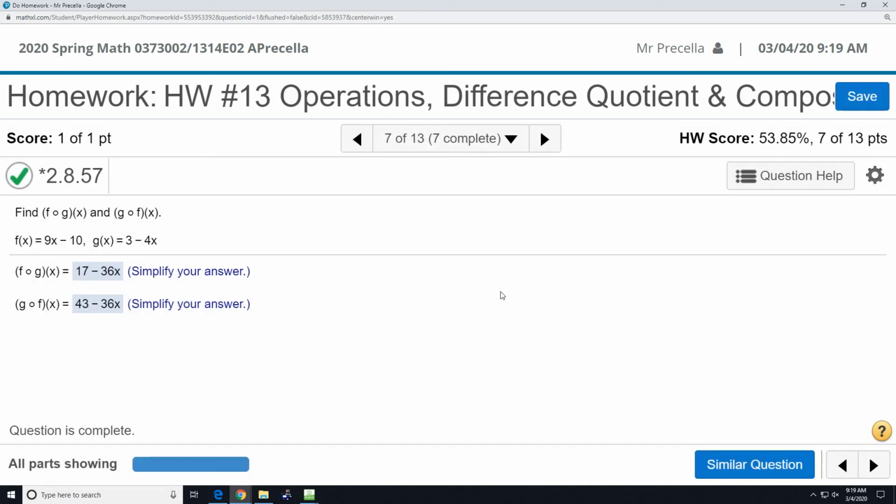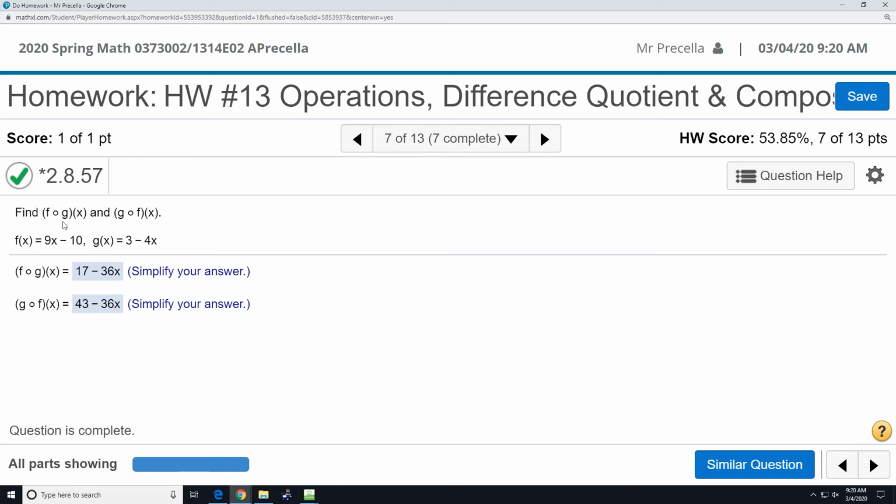Operations are classified as commutative or not commutative. Addition is commutative. A plus B always equals B plus A. Subtraction is not. A minus B doesn't usually equal B minus A. Multiplication, is that commutative? Does A times B always equal B times A? Yeah. What about division? 10 divided by 2 is not the same thing as 2 divided by 10. One's a fraction, one isn't.